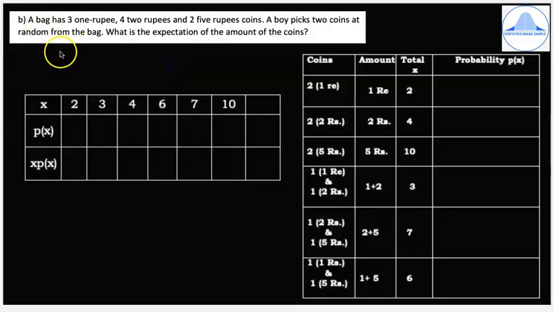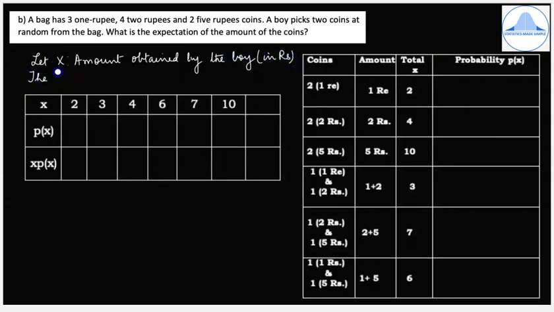Subdivision B: a bag has 3 one rupee, 4 two rupee and 2 five rupee coins. A boy picks 2 coins at random from the bag. What is the expectation of the amount of the coins? So first, let us start the problem. Let capital X denote the amount obtained by the boy in rupees.